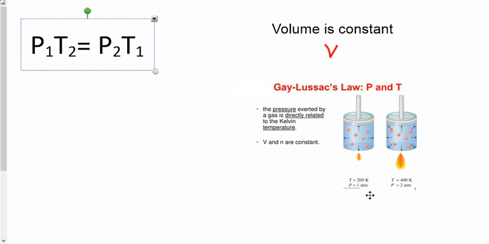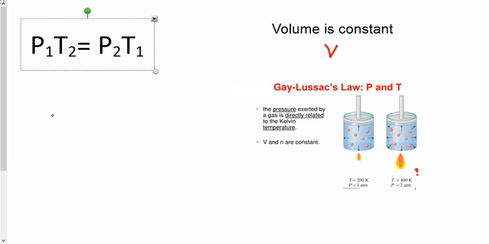Okay, and let's take a look what we have here. We have pressure 1 of 1 atmosphere. And we have temperature 1 of 200 Kelvin. And then pressure 2 is 2 atmospheres. And our temperature 2 is 400 Kelvin. So let me put a question mark by temperature 2. I'm going to pretend I don't know what temperature 2 is. Notice how my variables are organized into a nice chart here.